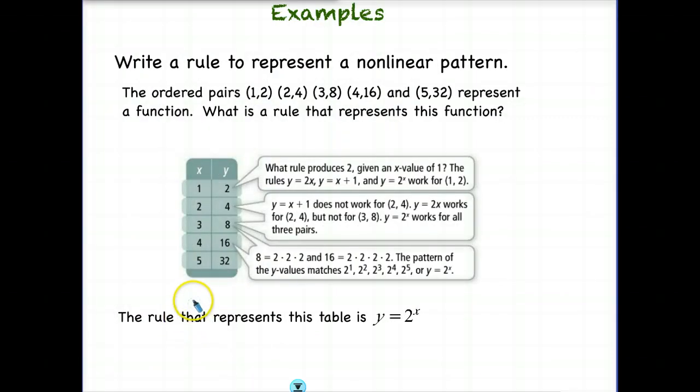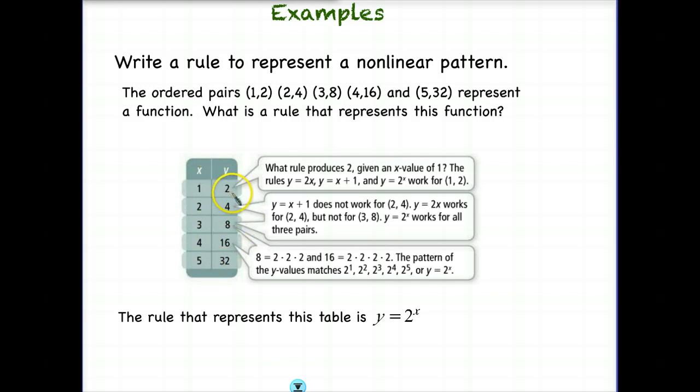All right, let's look at how we might write a rule to represent a nonlinear pattern. I'm briefly just going to go over this, and then as we move forward, I will be giving you rules, and you will need to understand how to test each rule to determine if it's the right rule for the pattern. So here is an example of a table where we have on the x-axis 1, 2, 3, 4, 5, so a constant rate of change here.